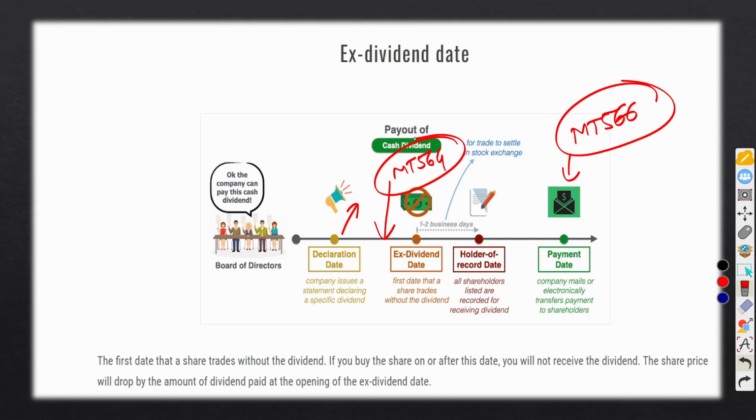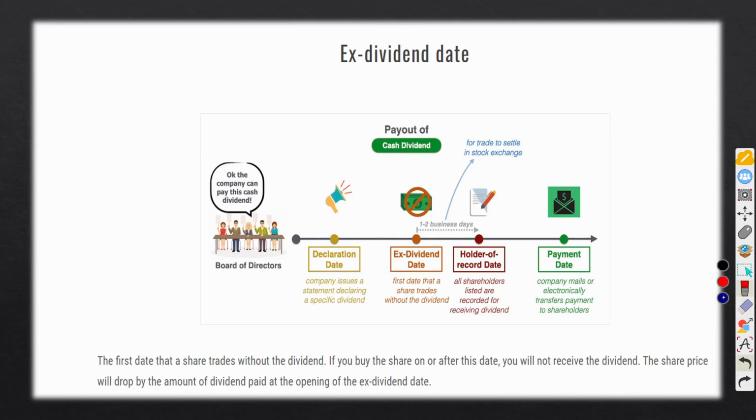All right. Then the first date that a share trades without the dividend: if you buy the shares on or after this date, you will not receive the dividend. The share price will drop by the amount of dividend paid at the opening of the exchange. In short, sometimes you would see a question like, will this dividend affect NAV? The answer is no, but still I would say we'll have to evaluate. Sometimes you would see a positive impact, sometimes negative, or sometimes neutral, which differs. Because in a technical way, there won't be any impact.